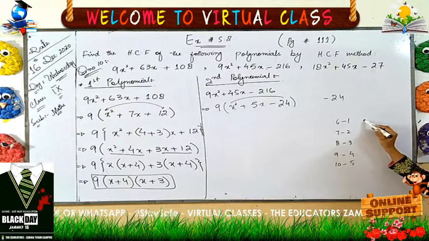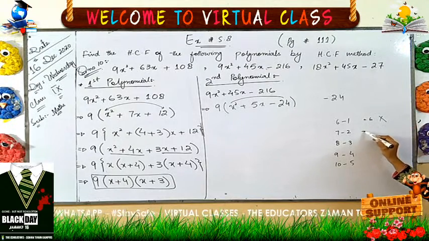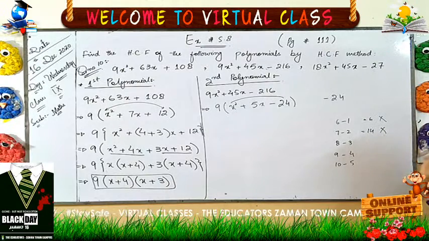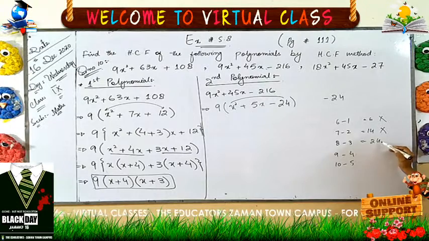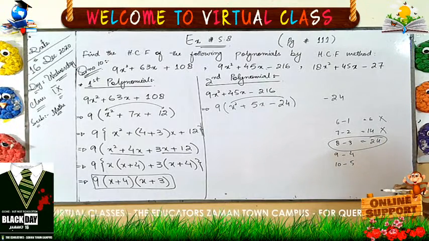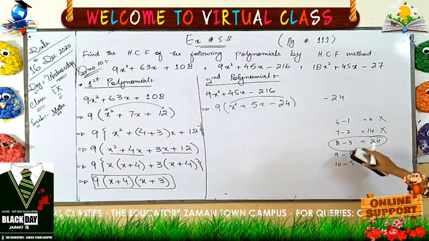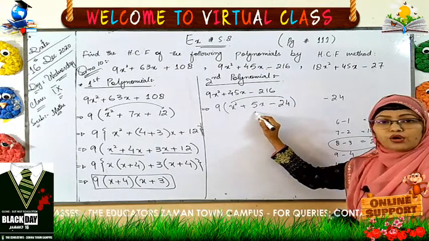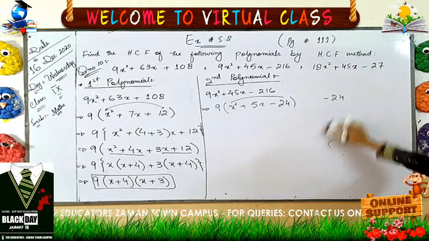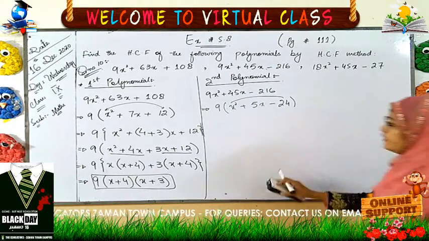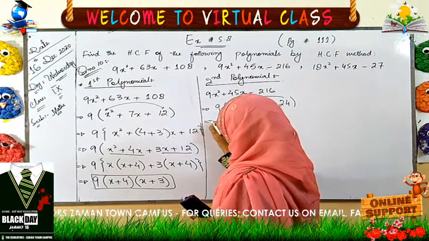6 ones are 6, which is not a right factor. Okay. 7 twos are 14. It is also not a right factor. 8 threes are 24. It means it is a right factor. We can take out 8 minus 3 as a mid value or mid-term breaking value. Okay. So write it here. What have we selected? We have selected 8 minus 3.